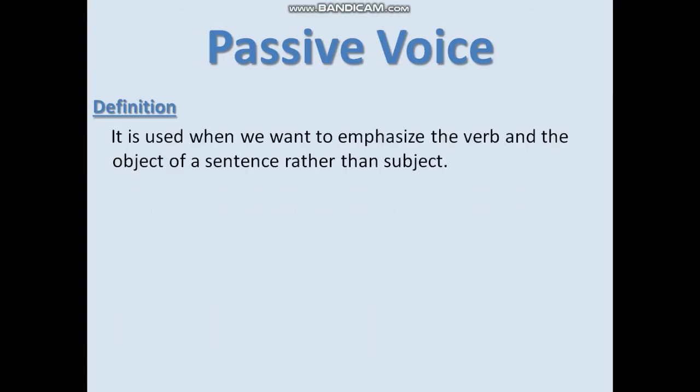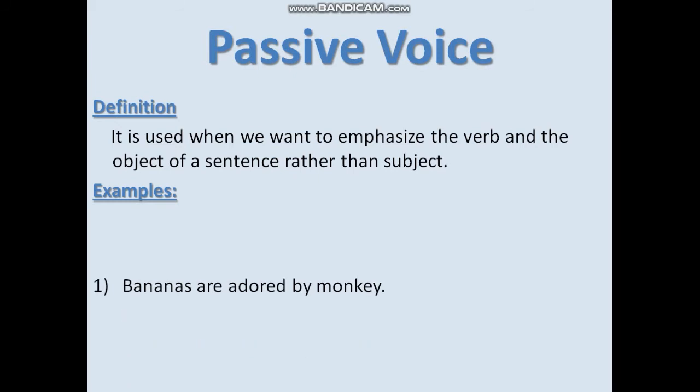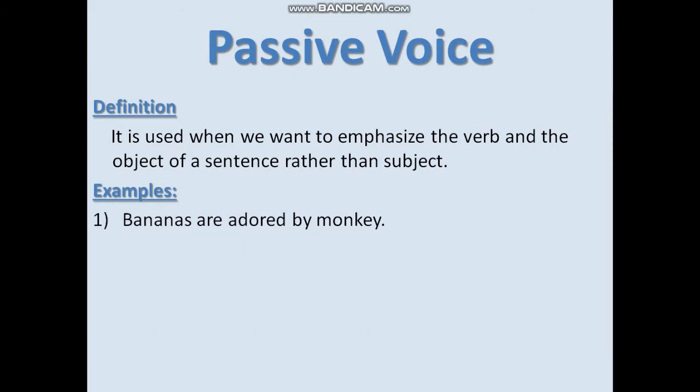But when we talk about passive voice, in passive voice we always focus on the object rather than the subject, and we also focus on the verb. So without an object we cannot make passive voice. Here you can see the example of passive voice, how to convert active into passive. This is the example of passive voice which we learned in the last slide: bananas are adored by monkey.